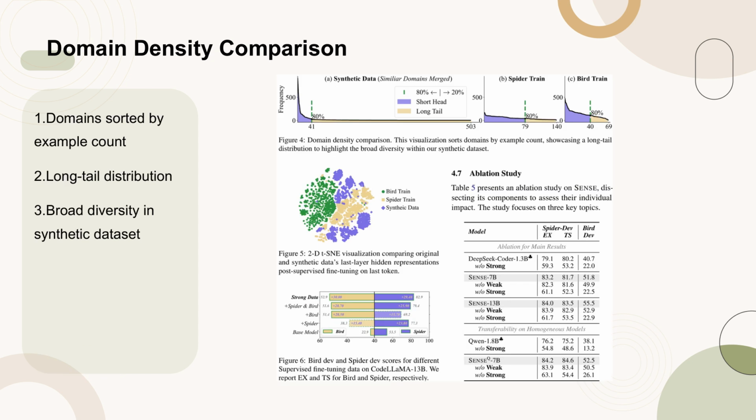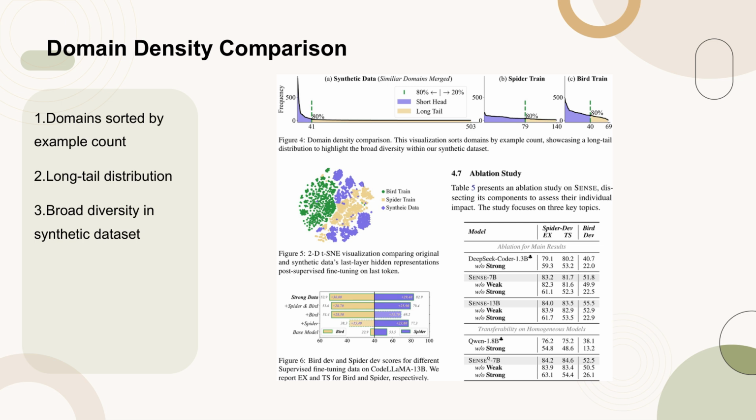Figure 4 presents a domain density comparison, organizing domains based on their example count. This visualization reveals a long-tail distribution, emphasizing the extensive diversity within the synthetic dataset. The long-tail nature of the distribution underscores the wide range of domains covered, highlighting the dataset's capability to represent a broad spectrum of scenarios.